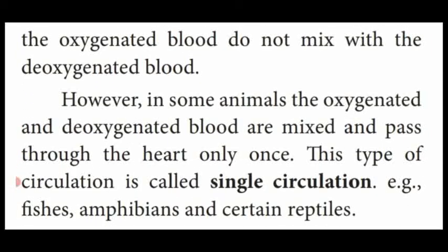But in some other animals, the oxygenated blood and deoxygenated blood are mixed together and pass through the heart only once. This type of circulation is known as single circulation. Examples are fishes, amphibians and certain reptiles. So these are all the different types of circulation: systemic, pulmonary, coronary, double circulation and single circulation.